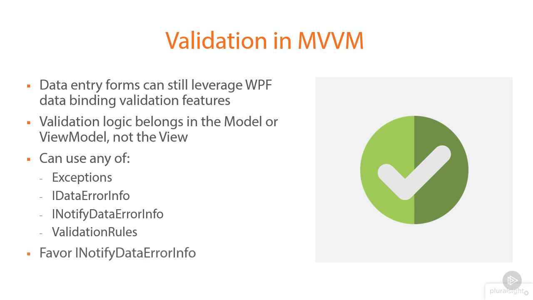In general, I would recommend you favor INotifyDataErrorInfo. This was introduced to WPF in .NET 4.5, and it supports querying the object for errors associated with properties, and it fixes a couple of deficiencies with all of the other options. Specifically, it allows asynchronous validation, and it allows properties to have more than one error associated with them.